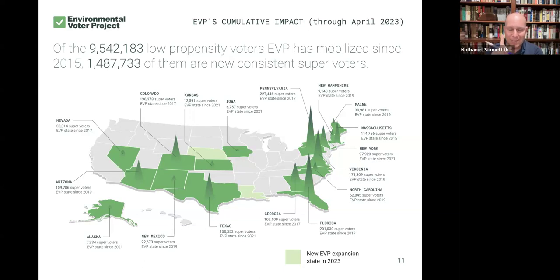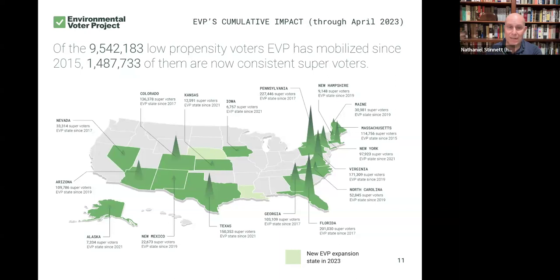They had become such consistent super voters that if you were running for dog catcher, you would look at the voter file and you'd say, oh, whew, that guy's going to vote. Got to definitely go and talk to him, figure out what issues he cares about. We helped turn these people into super voters.